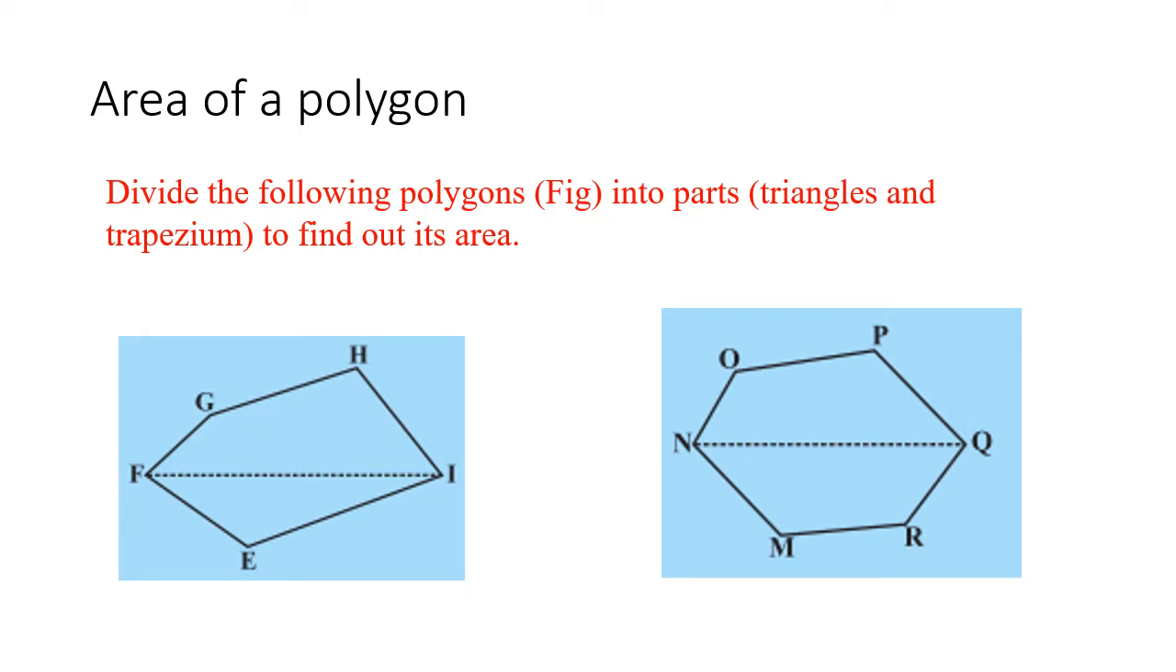So we have to divide. First let us count how many sides there are. FG is one side, GH is the second side, HI is the third side, EI is the fourth side, and EF is the fifth side. So it is a pentagon. Now we have to find the area of this pentagon. The question is to divide the polygons into parts, triangles or trapezium, to find the area.